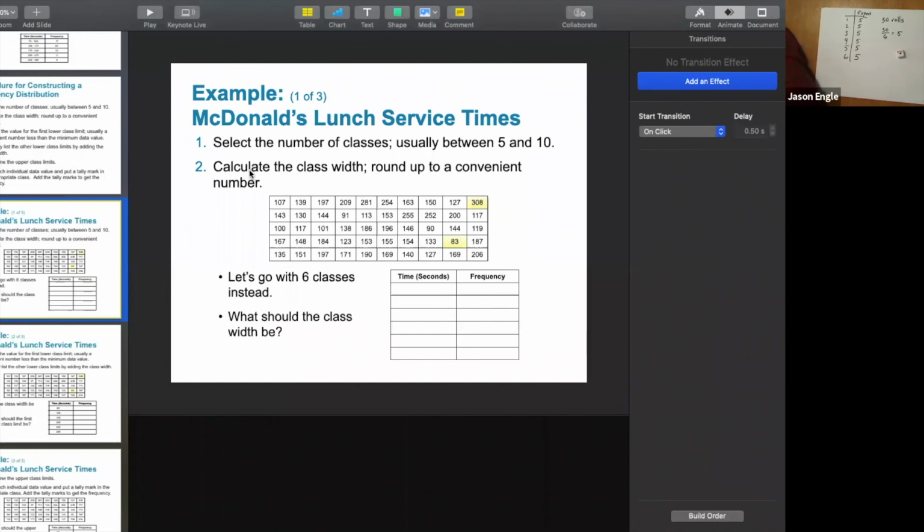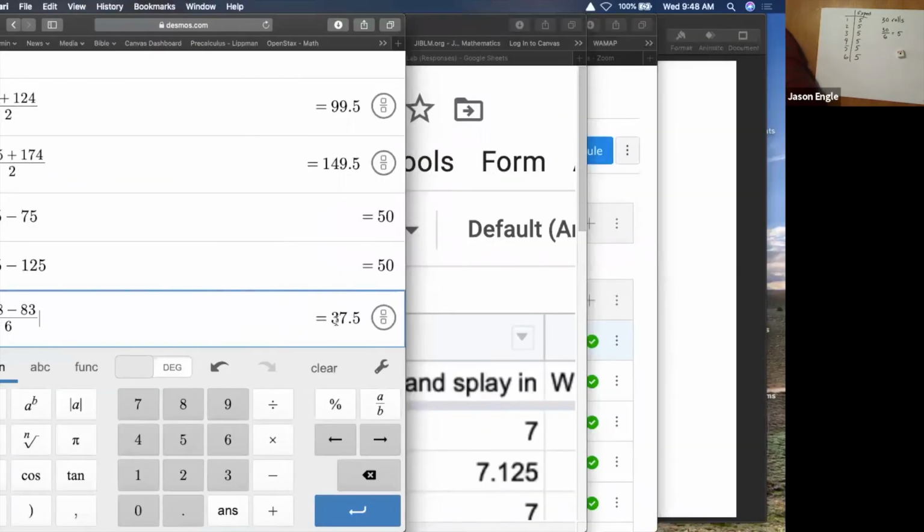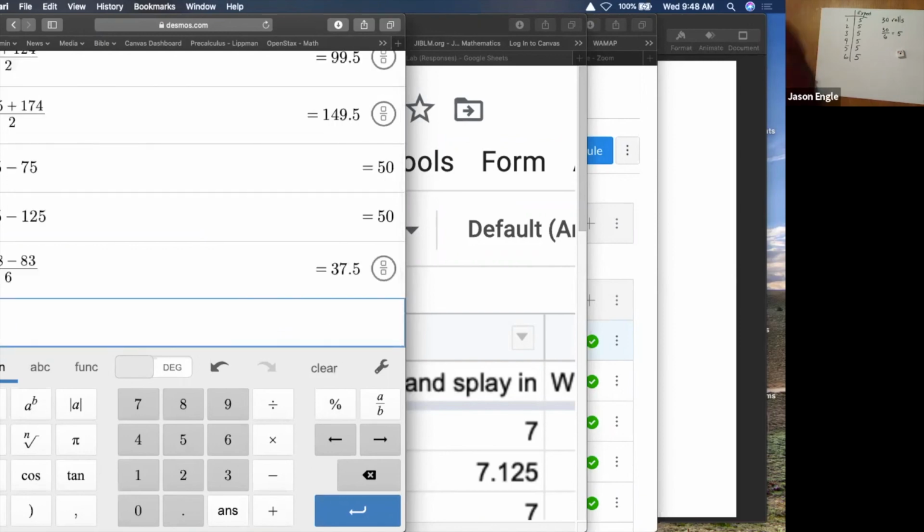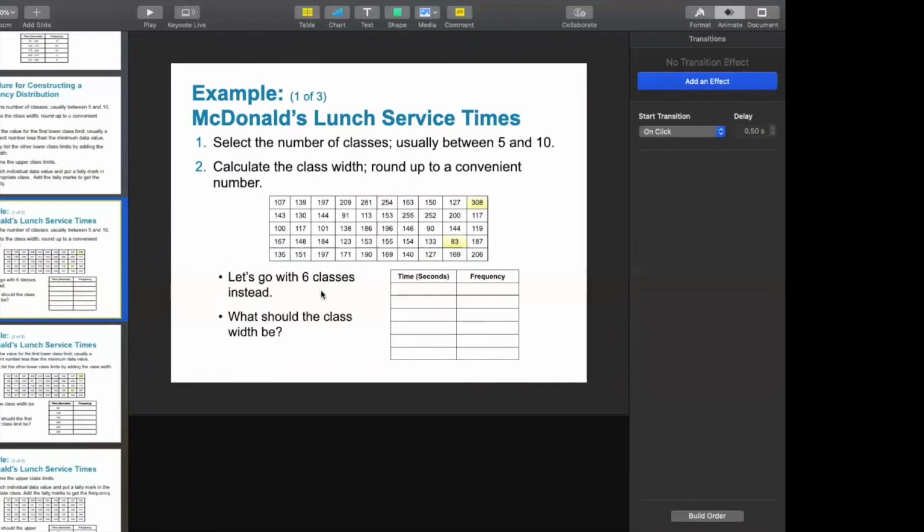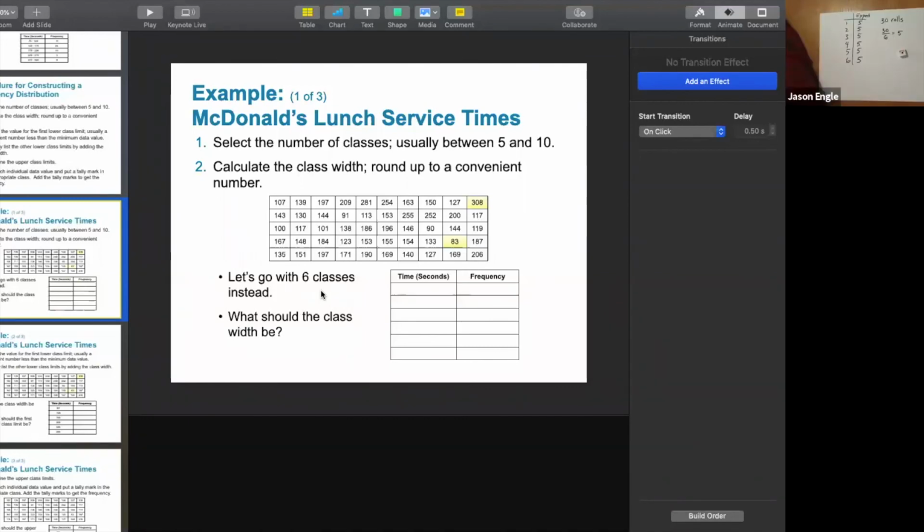And it says to calculate the class width, we want to round up to a convenient number. What do I mean by a convenient number? I mean something that's like a round number. So instead of 37, I think 40 is more convenient, mostly because it ends in a 0. So instead of having a class width of 50 like we saw before, we're going to construct a frequency table that has a class width of 40 instead of 50. We might not have time to finish it today.